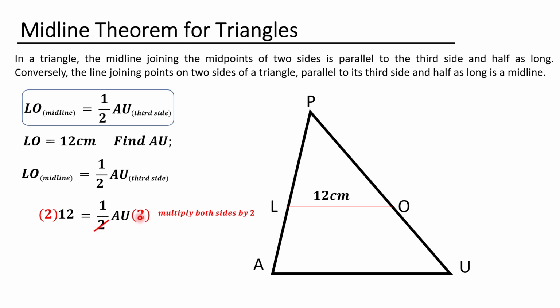So, this 2 divided by 2 is equal to 1, right? 2 divided by 2 cancels out, or that is equal to 1. What remains is AO and 1. So, AO times 1 is the same, right? That is AO. So, 2 times 12 is equal to 24. Therefore, line AO, or the third side, is equal to 24 cm. So, using this principle, we can solve problems involving the midline of a triangle.